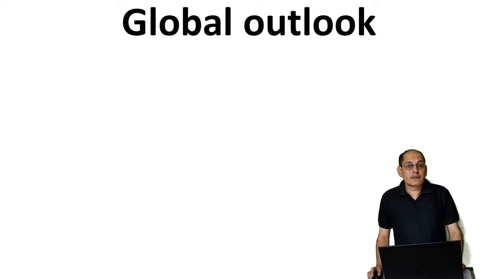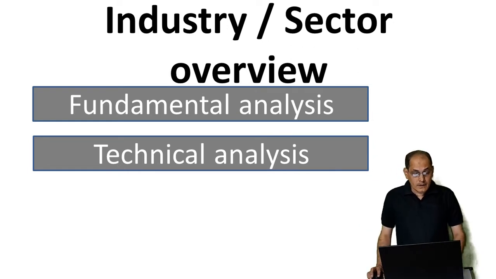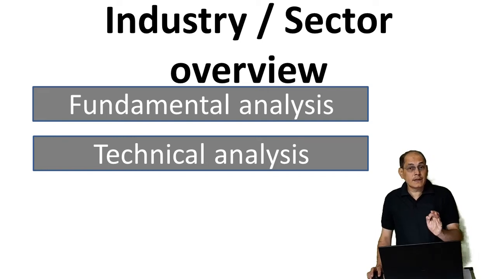Next is the global outlook. In global outlook, you will have to mention the current scenario for the product which the company is manufacturing or the sector in which the company is operating. And next is the industrial or sector outlook. In industrial or sector outlook, you have to do the fundamental analysis of the industry and sector. Then next, based on that, you will have to do the technical analysis. Is there any chart pattern or price patterns that are being formed? You take a call and mention it in this section.